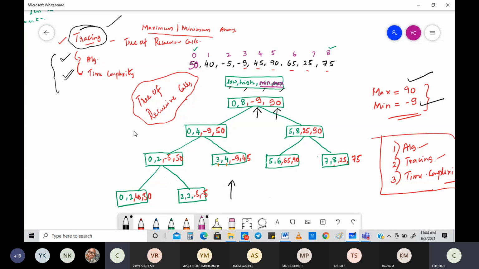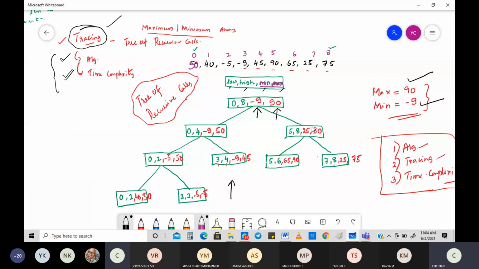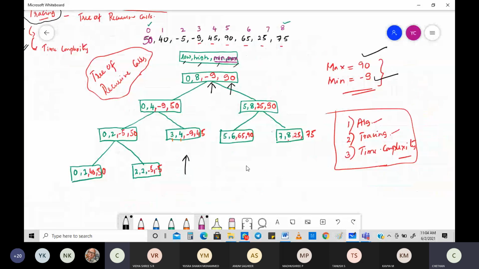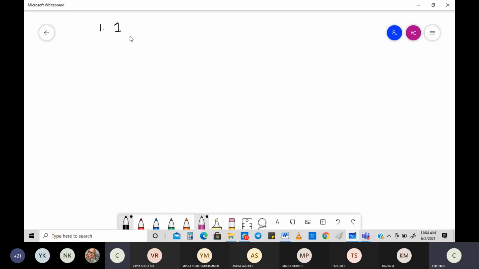What is the way of doing these things? Number one, first and foremost, is to figure out the way of writing this algorithm. So let me write an algorithm for it. Before writing an algorithm, you need to keep in mind the strategy that we have designed. First, if there is only one element in an array, what is the meaning of that? That one element itself is the maximum element, and that one element itself is the minimum element.